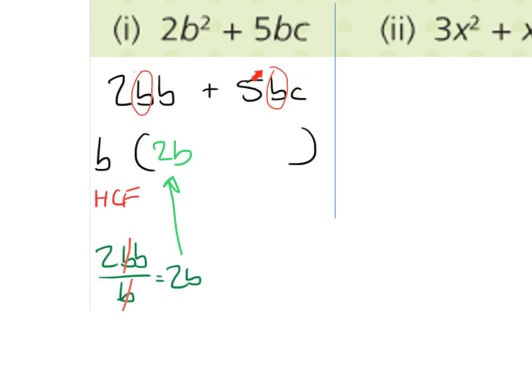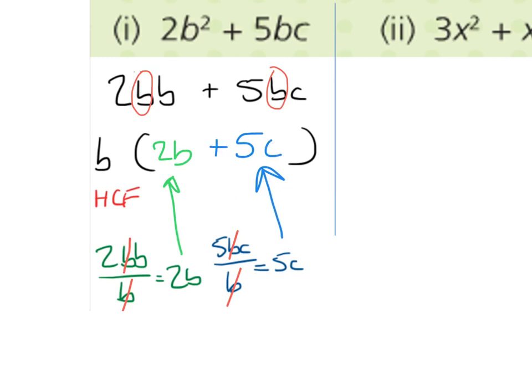Now we do the same thing with 5bc. We're going to divide it by the HCF, b. And again, we can cancel out a b on the top and a b on the bottom. And what's left is 5 and c, so we stick them together. And then that goes into the brackets. And we're going to stick a plus in front of it. If there was no sign in front, we just automatically assume it's a plus. So if this had been minus 5bc, dividing by b would have given us minus 5c. So that would have been a minus. But since there's no sign, we just assume it's a plus.